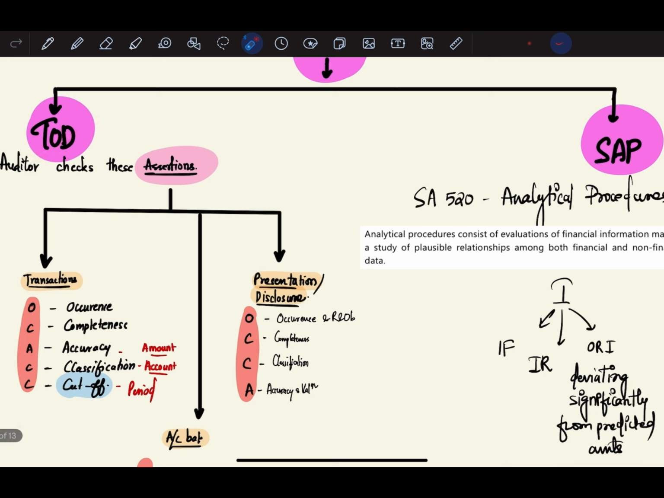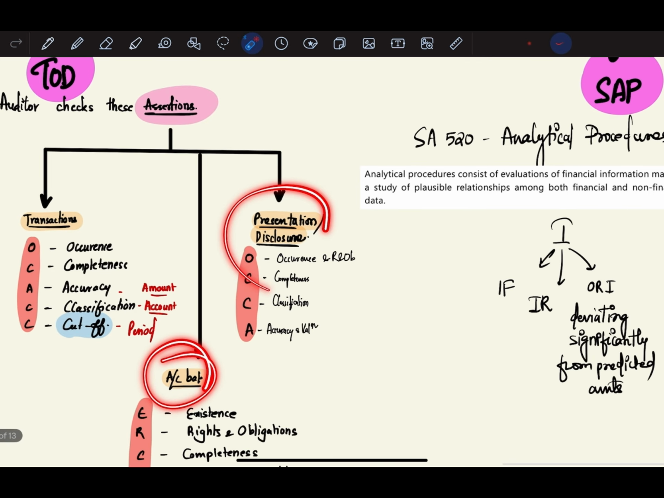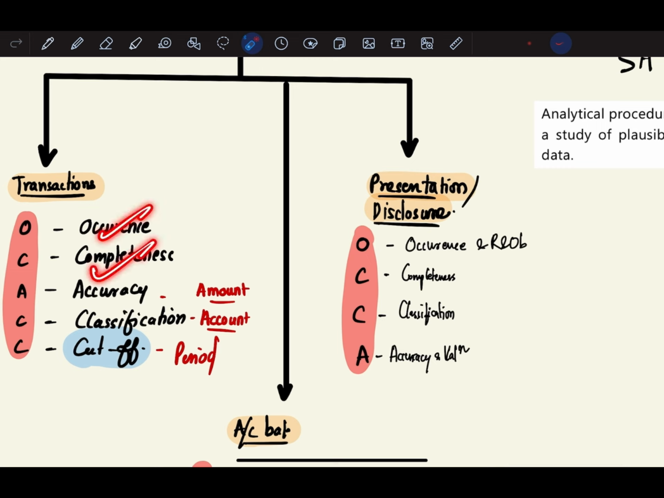So test of detail, what will the auditor do? The auditor will check assertions. What assertions will he check? He will check assertions related to transactions, account balances, and presentation and disclosure. In case of transactions, he is going to check the occurrence, the completeness, the accuracy of the amount, the classification of the account, whether it is classified correctly or not, and the cutoff, to which period it relates. So basically, he is going to check OCACC.